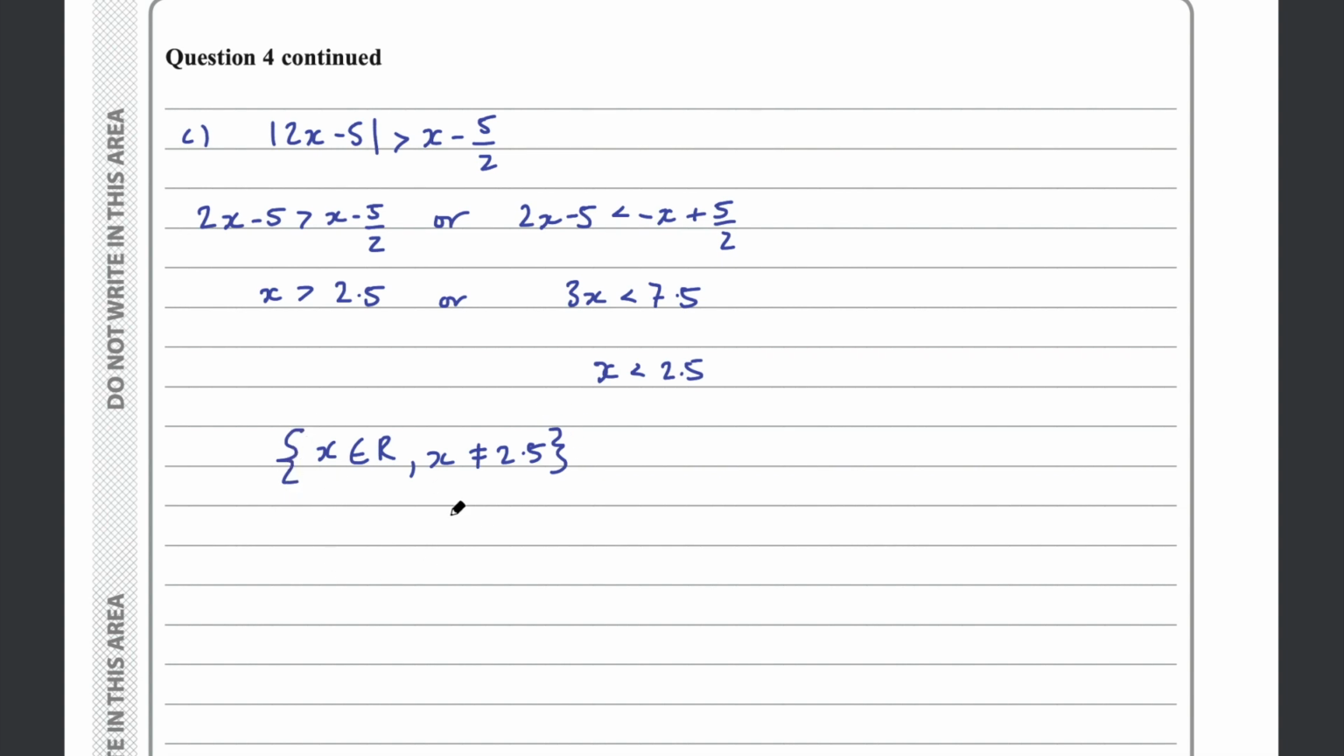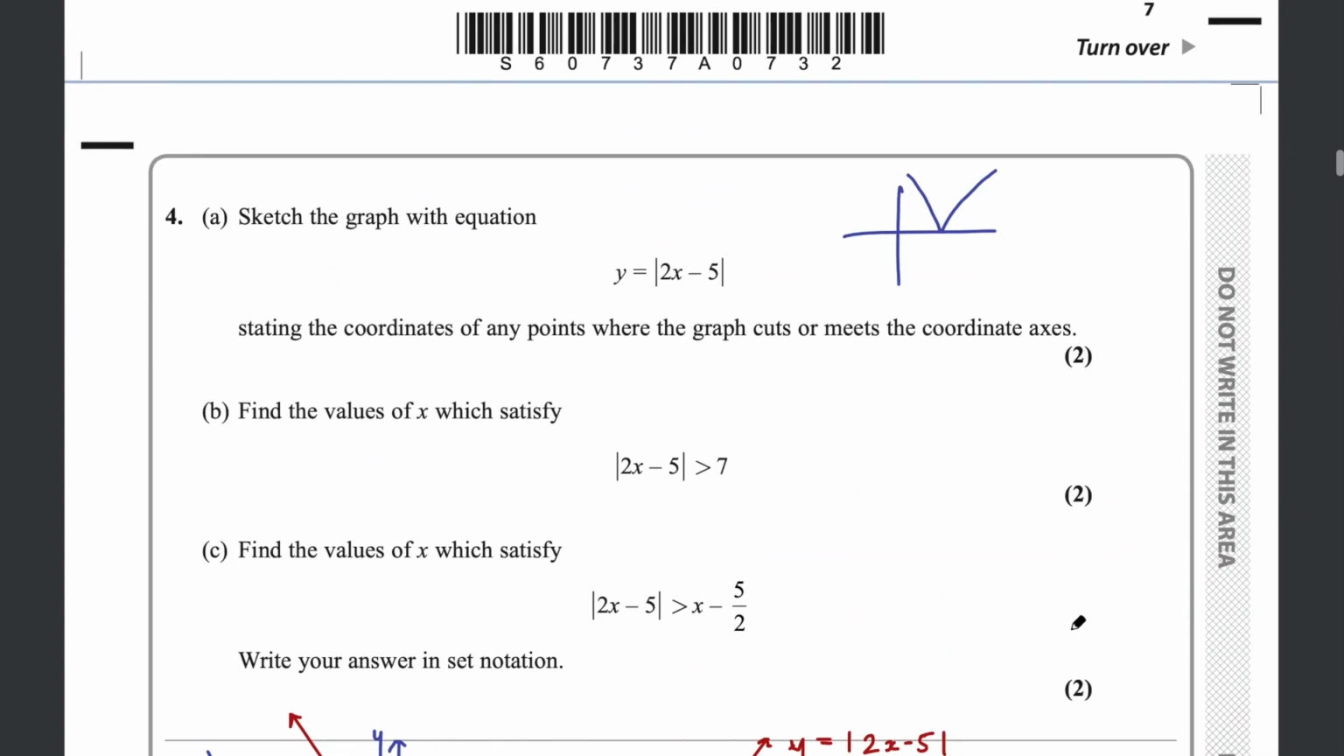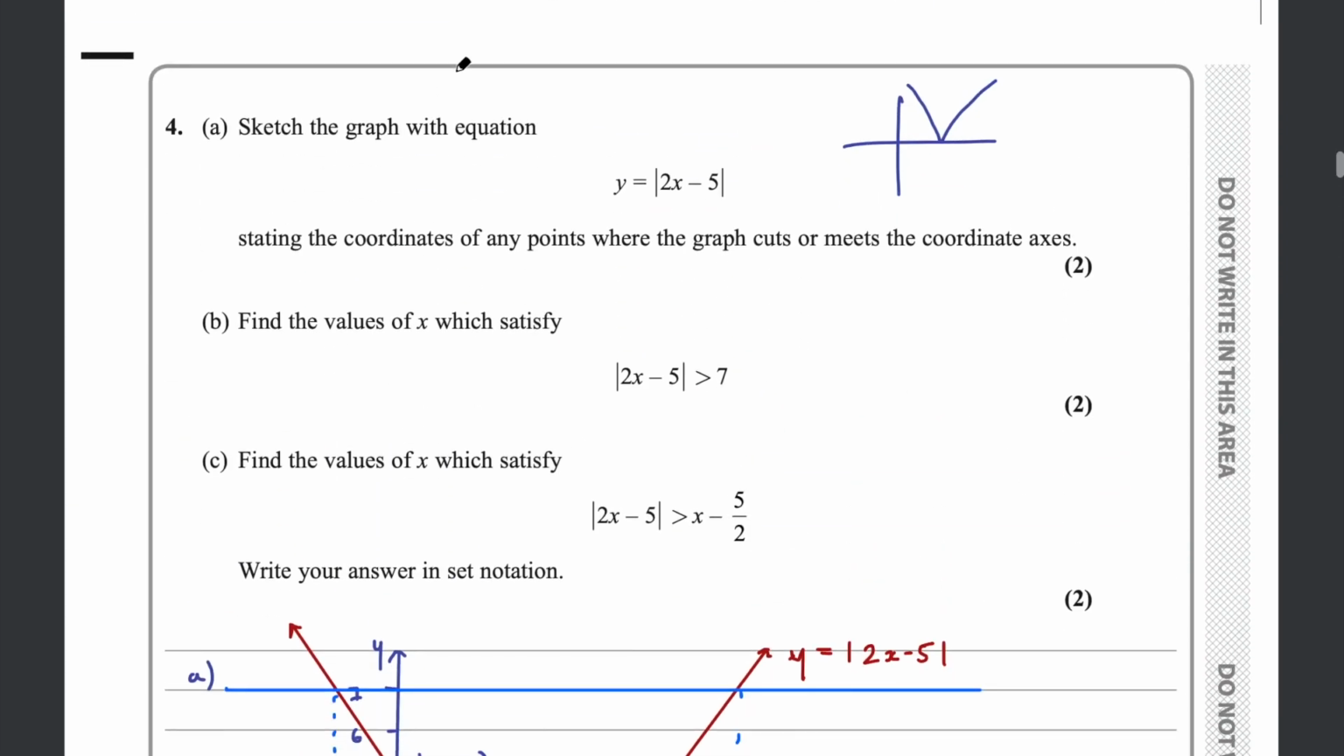There are slightly different ways to write that, and there will be a number of different ways of writing it on the mark scheme if you want to check that out. But there you go, that's part C, and that was for 2 marks, total of 6 marks for question 4.